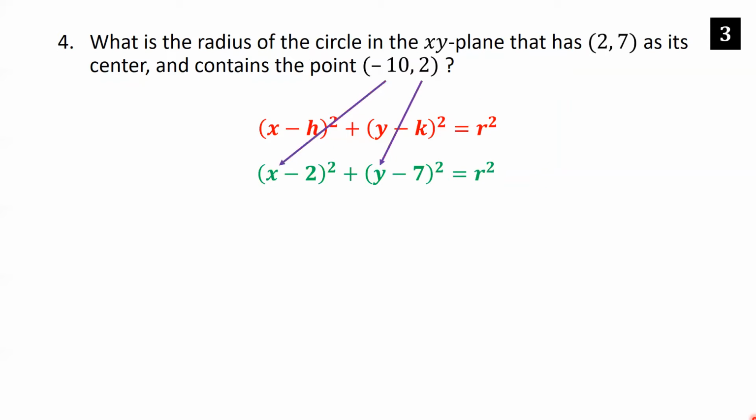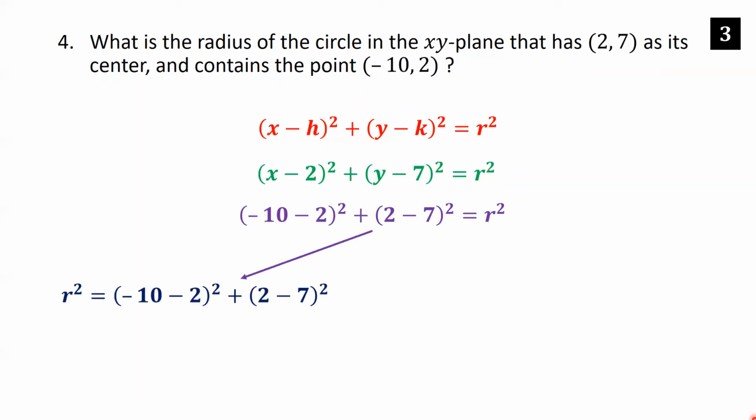Okay, and it contains this point, -10, 2, which means that we could substitute that point into the equation, and we get a true statement. So in place of x, I'm going to put -10. In place of y, I'm going to put 2. And we get -10 minus 2 squared plus 2 minus 7 squared is r squared. Okay, so just rewriting that with the r squared on the left. -10 minus 2 is -12, and 2 minus 7 is -5.